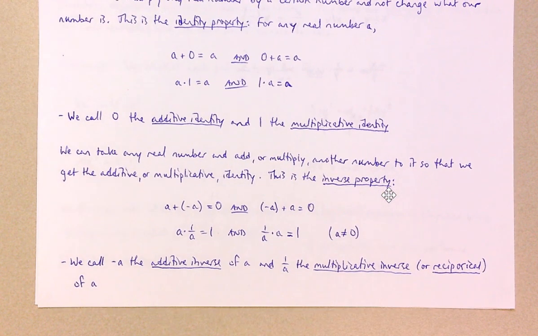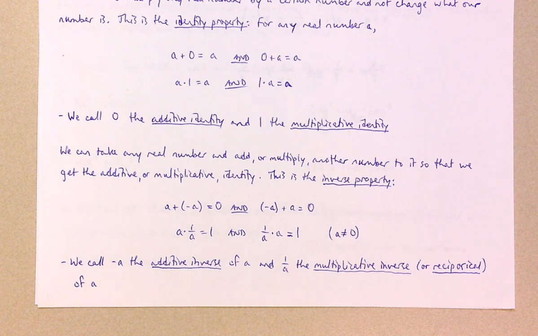Also, we can take any real number and add or multiply, in most cases, some other number to it so that we get the additive identity or we get the multiplicative identity, obviously based on which operation we are doing. And when we have this property that we can take just about any real number and add or multiply something to it to get the additive or multiplicative identity, this property is called the inverse property.